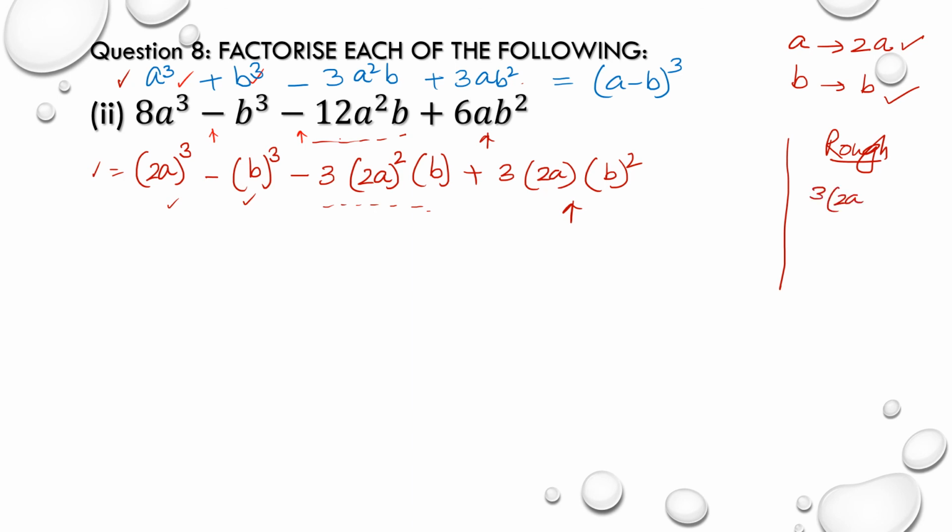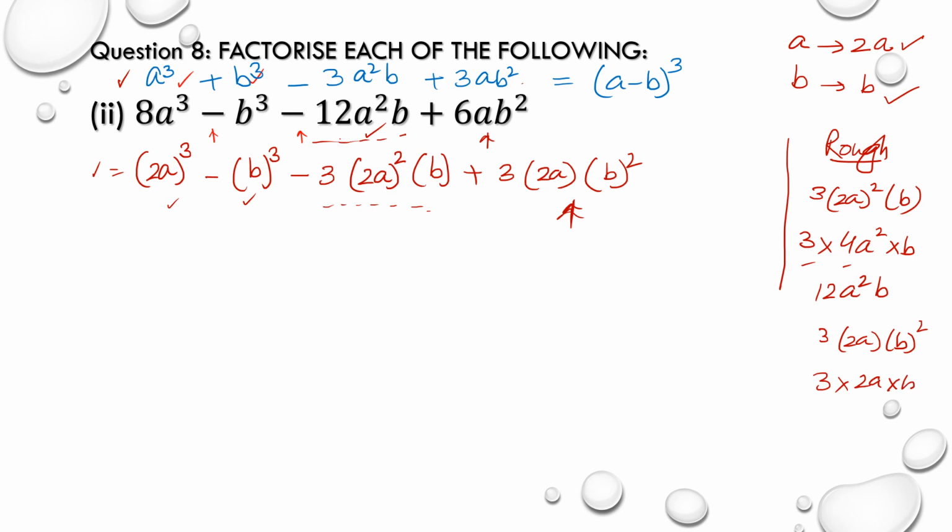सो 3 2a होल स्क्वायर b. सो 3 2a होल स्क्वायर कैन बी रिटन एज 4a स्क्वायर इनटू b. सो 3 4s are 12. We have 12a square b. In the question it is 12a square b. Now let's multiply this. 3 2ab whole square. So that is 3 into 2a into b square. This is equals to 6ab square. Yes, we have 6ab square. It means our first two terms are correct.